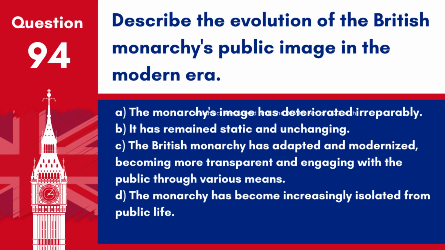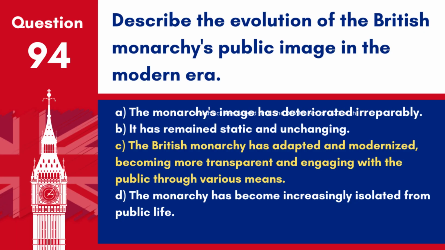Question 94. Describe the evolution of the British monarchy's public image in the modern era. A. The monarchy's image has deteriorated irreparably. B. It has remained static and unchanging. C. The British monarchy has adapted and modernized, becoming more transparent and engaging with the public through various means. D. The monarchy has become increasingly isolated from public life.